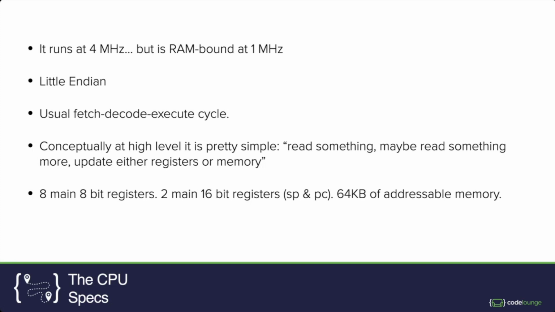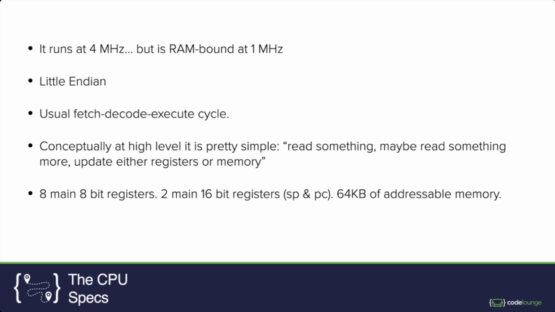But since, due to cost and power saving reasons, the RAM is bound at 1 megahertz, it means that we'll never go faster than that. It's, let's say, a normal CPU in the sense that it's little-endian. It has the usual fetch-and-execute mode of operation. In a nutshell, it is pretty easy to understand conceptually: you read something from memory, optionally read something more, and update internal state or memory.